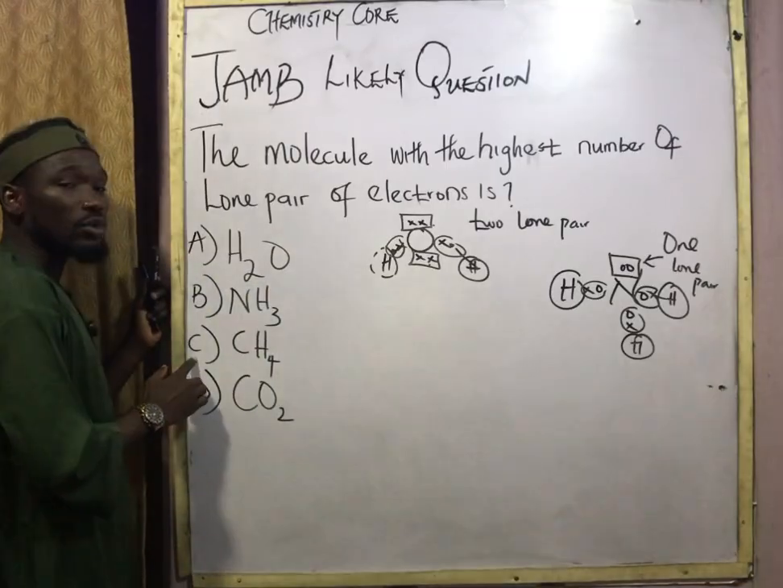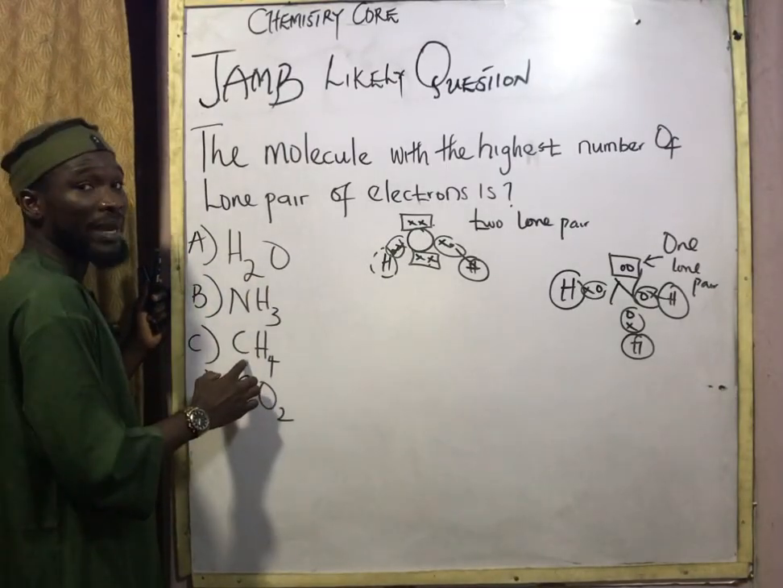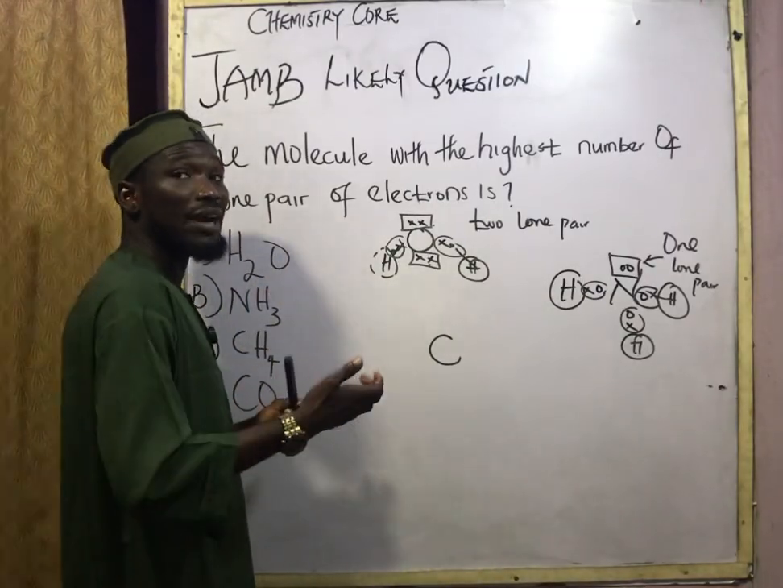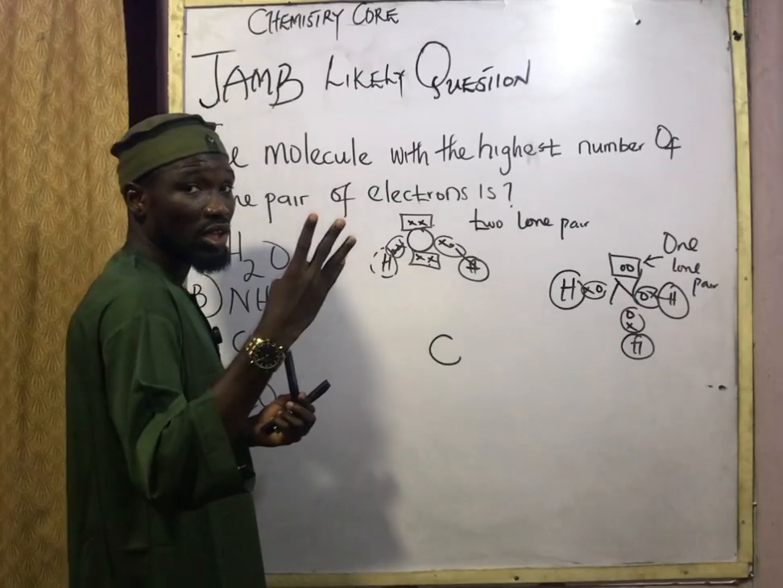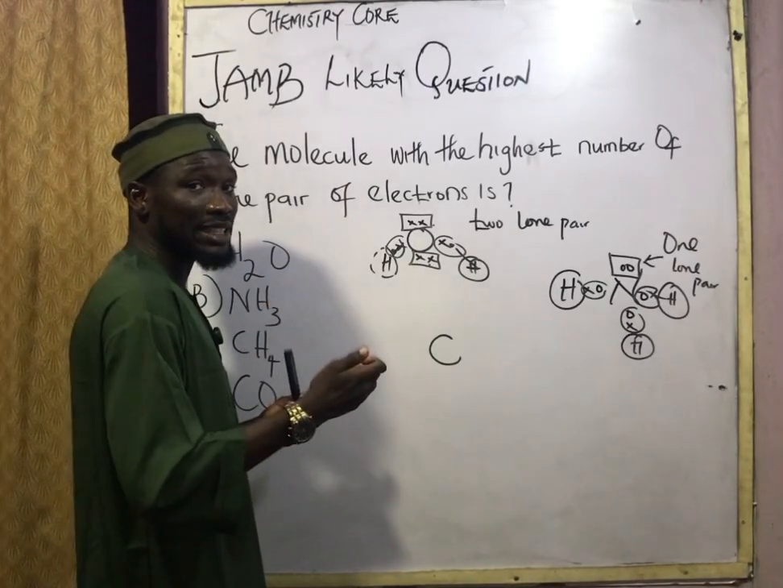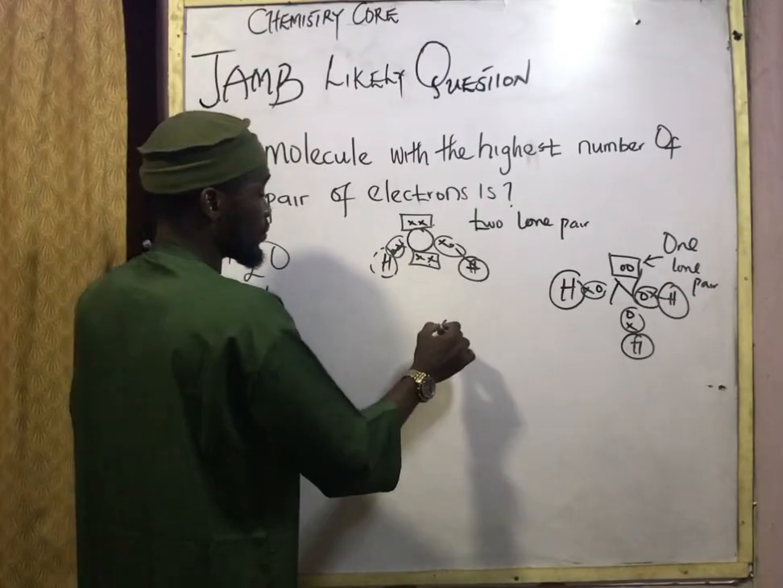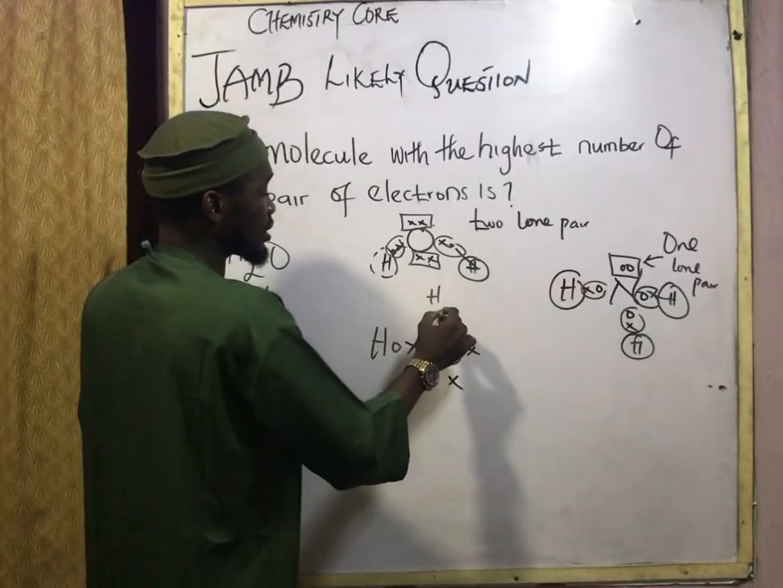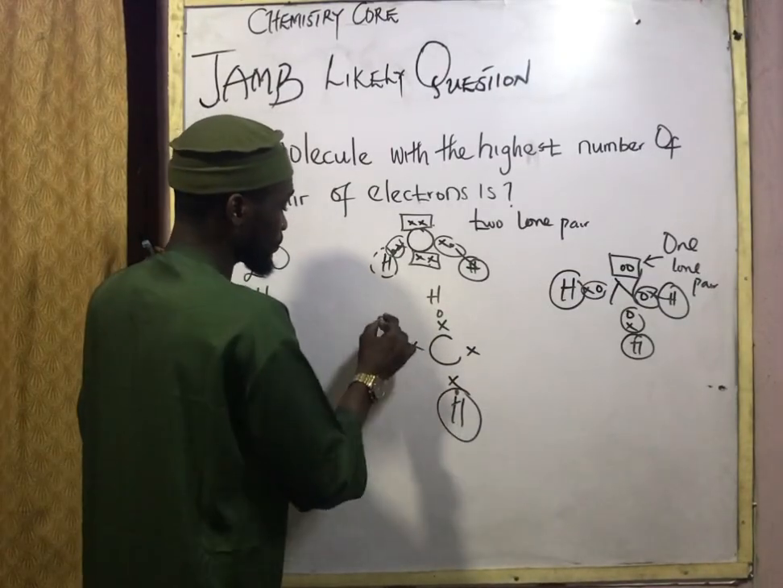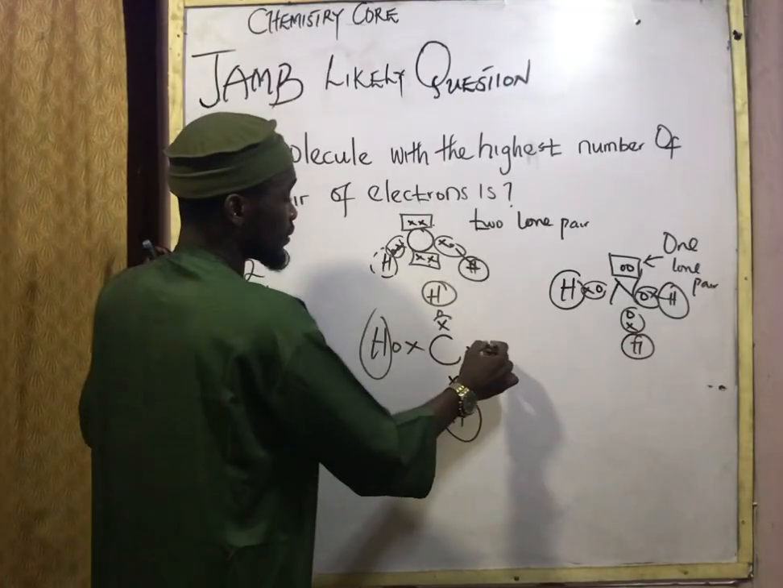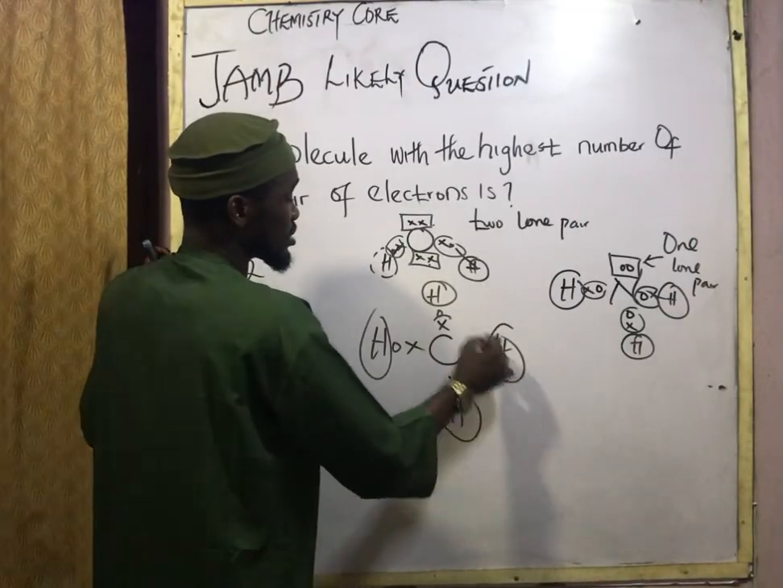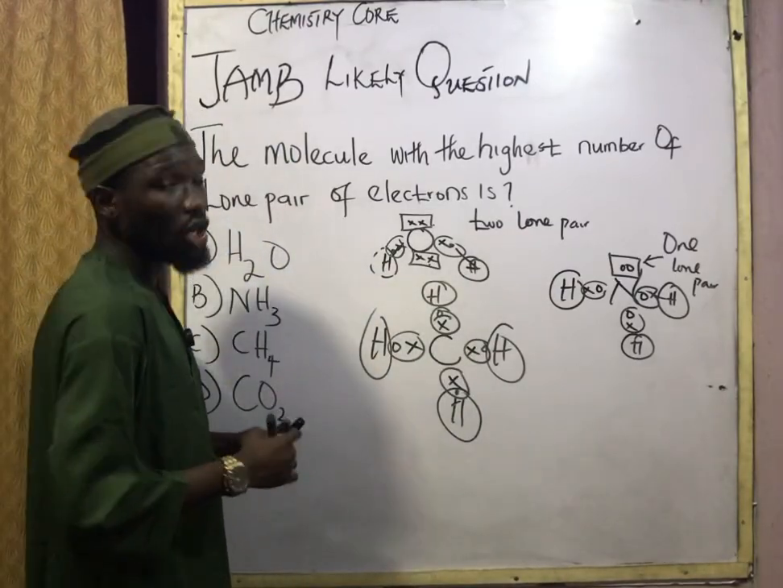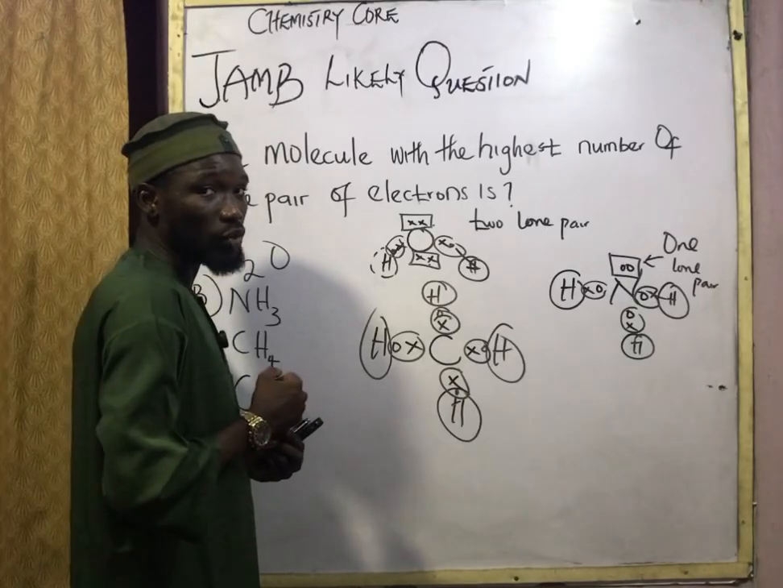Now the third one, option C, is methane. The carbon will be the central atom, and the outer electrons of carbon are 4, with carbon's atomic number being 6. So we have 1, 2, 3, 4. The first hydrogen is here, the second hydrogen is here, the third hydrogen is here, and the fourth hydrogen is here. So we don't have any lone pair there. All are bonded with the carbon, which is the central atom.